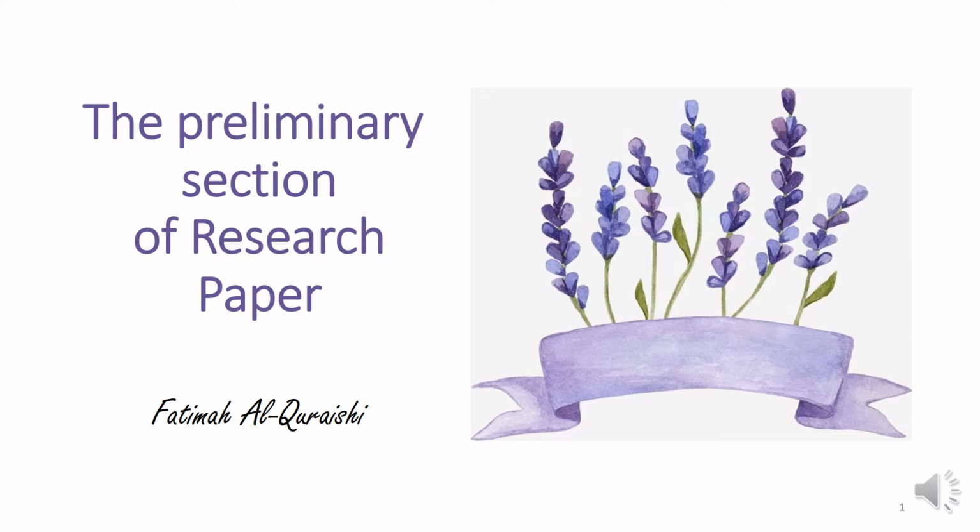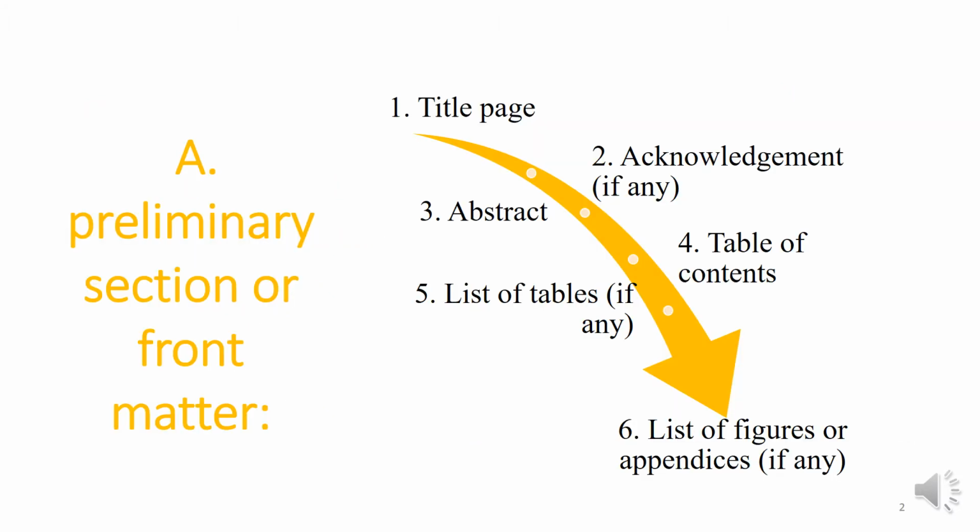In the previous lecture, we talked about the parts of a research paper, but today's lecture is about the preliminary section of a research paper in specific. So let us have a start. Here is a revision for the division of the preliminary section or front matter. We have said it contains the title page, acknowledgement, abstract, table of contents, list of tables, and list of figures or appendixes.